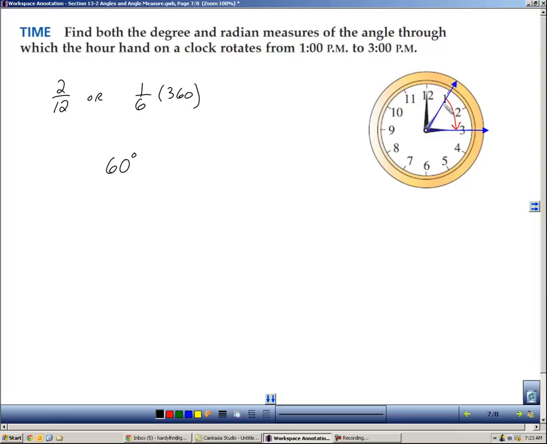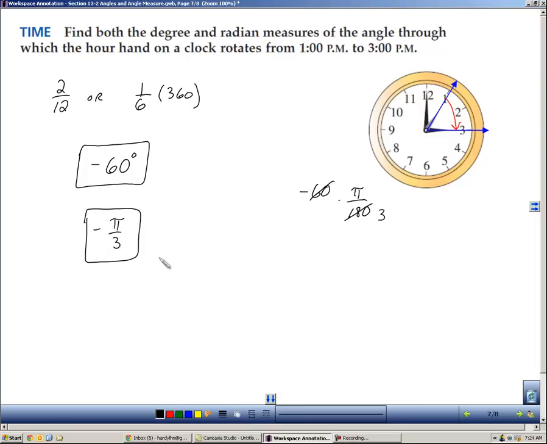But if you notice, it goes clockwise. And because it goes clockwise, that's actually a negative angle. And so our answer here in degrees is negative 60. Now let's convert that to radians. If we take negative 60 and multiply it by pi over 180, 60 will cancel with the 180, leaving a 3. So we're going to get negative pi over 3 is the measure in radians.